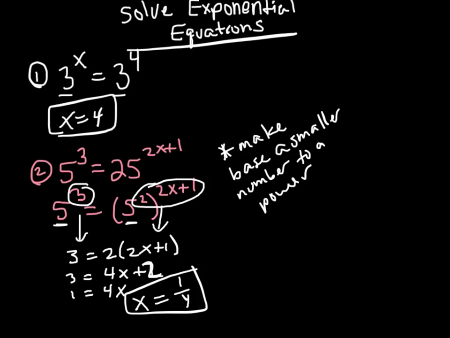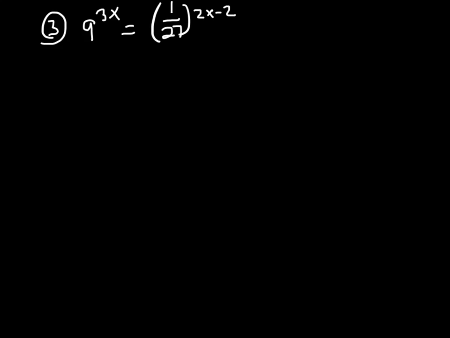Okay, the next example to do is the hardest type that I'll give you. So here is the problem. We have 9 to the 3x equals 1 over 27 to the 2x minus 2. If you notice here, we have 9 as a base and 1/27 as a base. There's no way I can change 9 to be 27 or 27 to be a 9 using exponents only. So we're going to change both of our bases. So we're going to have something to the 3x equals something to the 2x minus 2.